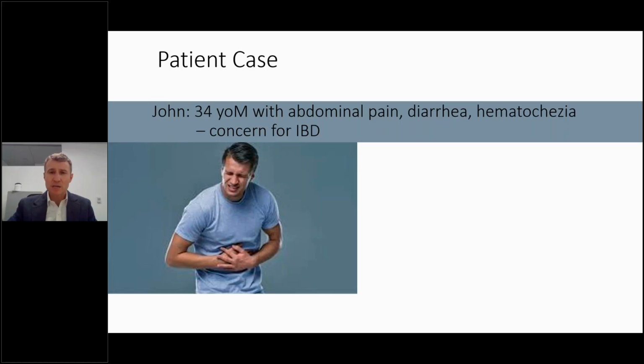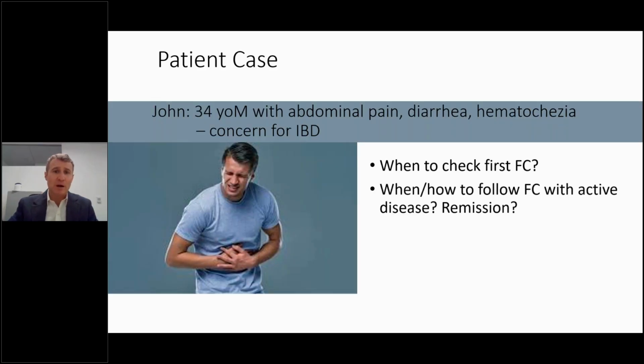So some key questions when thinking about the role and implementation of biomarkers, and in particular fecal calprotectin, come to mind immediately. When do I check the first fecal calprotectin? How often and when do I follow this fecal calprotectin? Let's say that we know John has active inflammatory bowel disease. Do I repeat it once a month, like the data I showed you before, every 2 months, every 6 months?